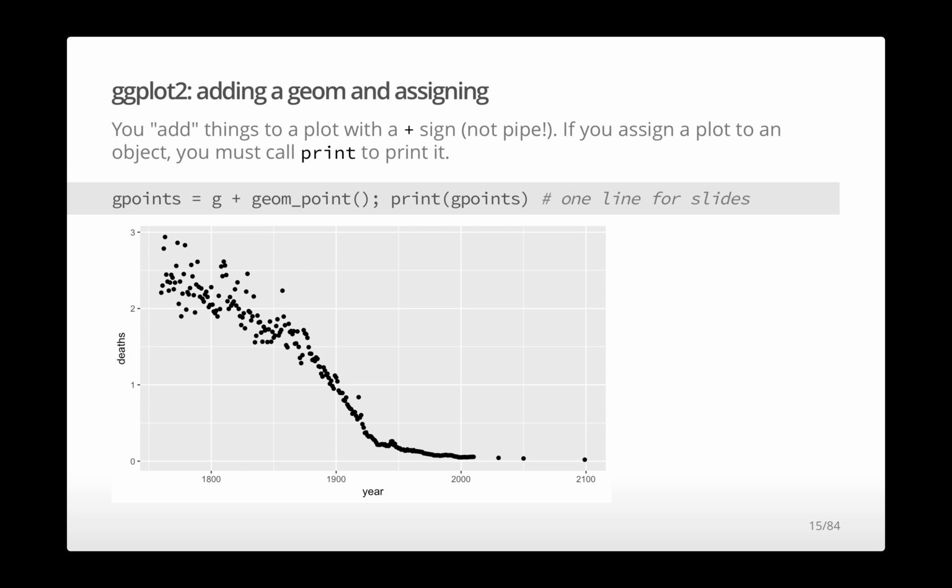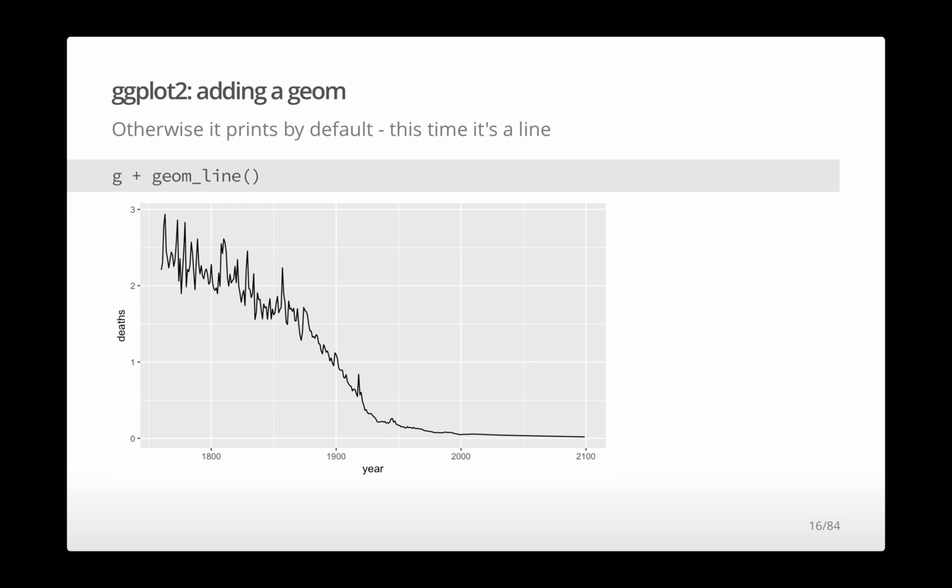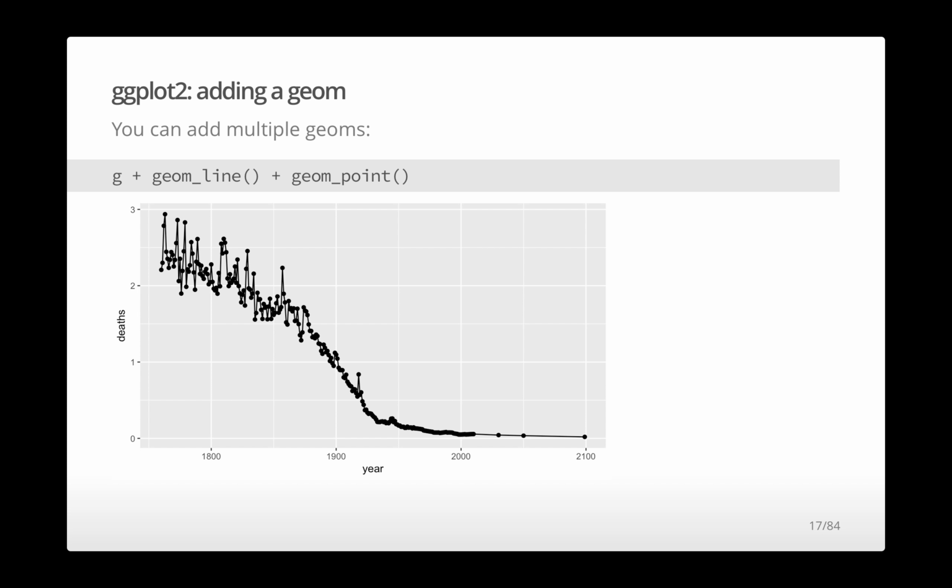And sometimes you want to do both things. You want to do points or you want to do a line. That's all we changed. G was exactly the same. It set out the canvas, X and Y, and we said we just wanted a line. What if we want both? We just add lines and points. The order here matters. Here it doesn't because everything's in black.